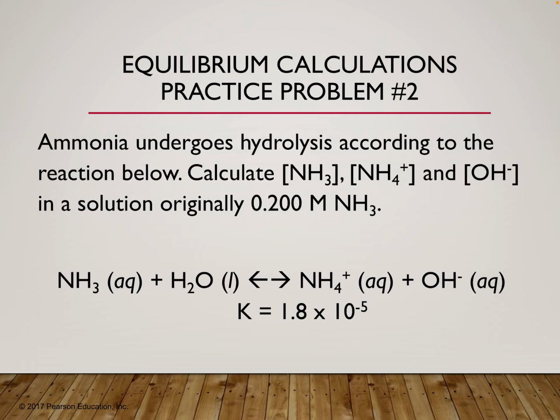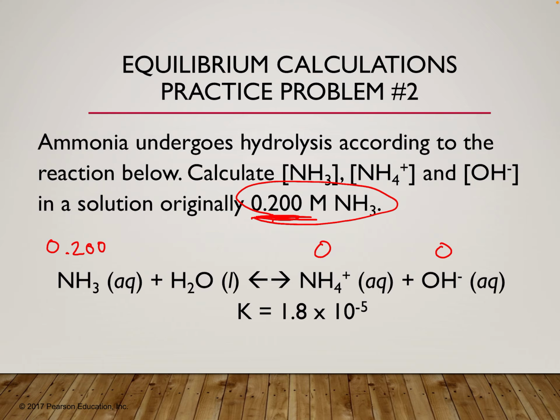Okay, let's try another one. Ammonia undergoes hydrolysis according to the reaction below. And I want to know the concentrations of everything in a solution that was originally 0.2 molar of ammonia. So again, we only have our ammonia. We don't have any of these. Okay, so we have 0.200 molar ammonia. And again, it's already in molarity, which is nice because that's what we needed.